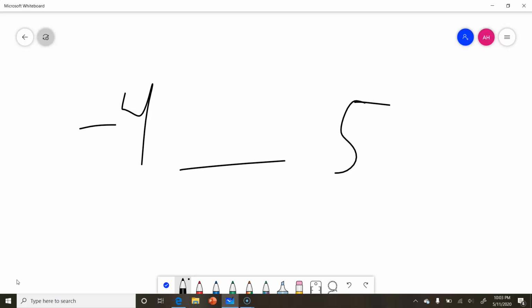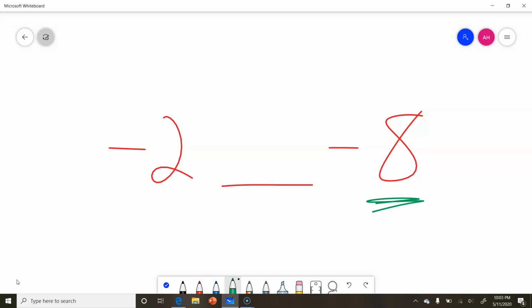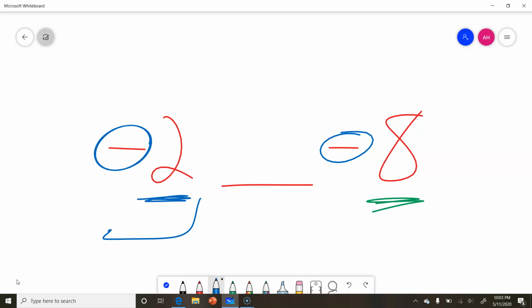If we had -4 compared to 5, this would be easy. Obviously, this one's negative, this one's positive, so 5 is greater. But if we have one like -2 and -8, the temptation is to say, wait, 8 is bigger. But remember, when they both have a negative, we want the smaller one, the one that's closer to 0. So the -2 is greater than the -8. Always remember that smaller is actually better.